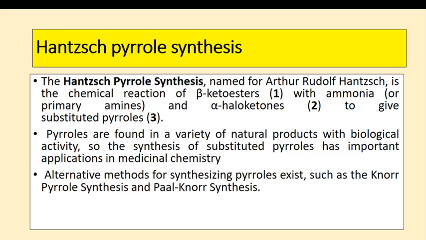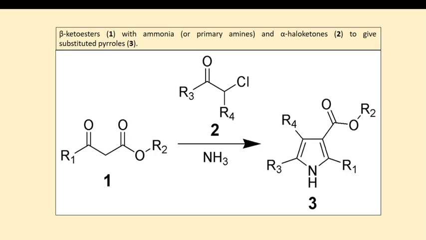Alternative methods for synthesizing pyrroles exist, such as Knorr synthesis and Paal-Knorr synthesis. So these two synthetic methods are alternative methods for synthesis of pyrrole. So in this Hantzsch's pyrrole synthesis, the important compounds are beta ketoester with ammonia and alpha haloketones. So the first structure is of beta ketoester. Then it reacts with ammonia or primary amines and alpha haloketones.